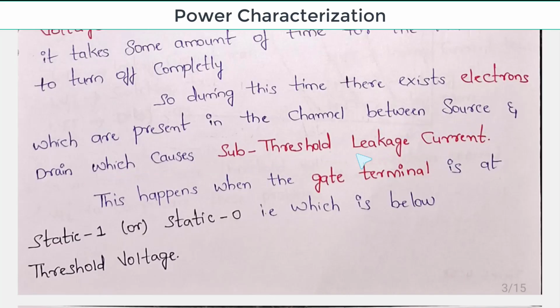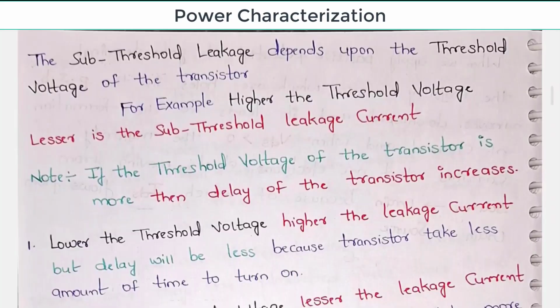leakage current. So whenever you are reducing VGS below threshold voltage, there will be some amount of electrons present within the channel, because of which it leads to some amount of current called subthreshold leakage current. This happens when the gate terminal is at static 1 or static 0, that is, below the threshold voltage. So this is about subthreshold leakage current. Now let us see some more points in detail about subthreshold leakage.